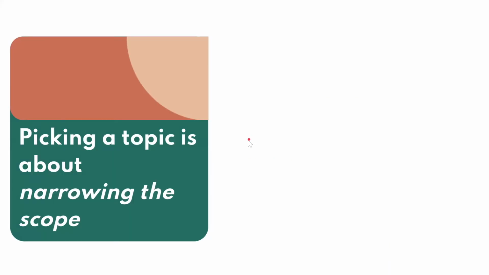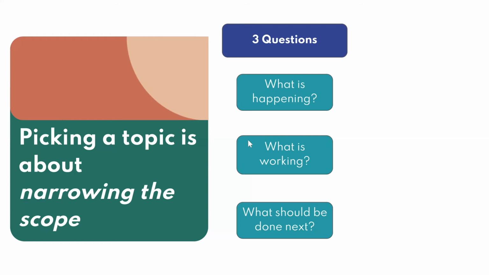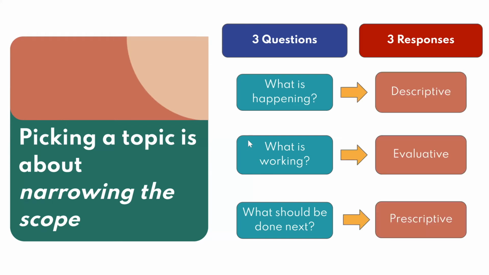Now, talking about the topic, we want to narrow the scope. A topic like climate change is very broad, but there are a lot of things you can advocate in terms of climate change. So here are three questions to help narrow the scope. You can ask yourself: what is happening, what is working, and what should be done next? There are generally three types of responses: a descriptive response, an evaluative response, and a prescriptive response. This is a little preview of what our activity will be focused on later in this workshop.